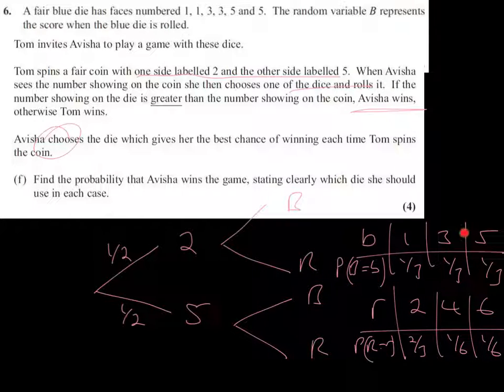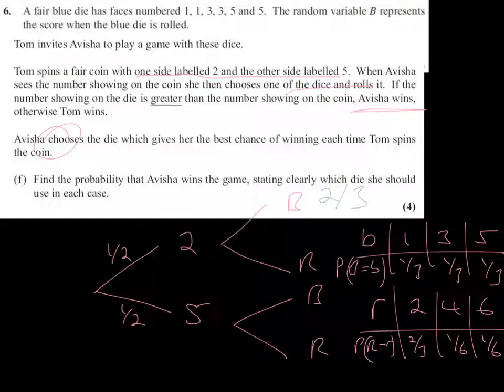So in the first instance, this is Tom spinning the coin. And we've got here the distributions from the blue dice and the red dice to figure out what's actually happening. So if a 2 has been flipped on the coin, what Avicii wants to do is choose a dice which gives her the best chance of winning. So she's got to try and get a score greater than a 2 on the dice. If she chooses the blue dice, she wants a number greater than a 2, so she can either get a 3 or a 5. So we need to add these two together.